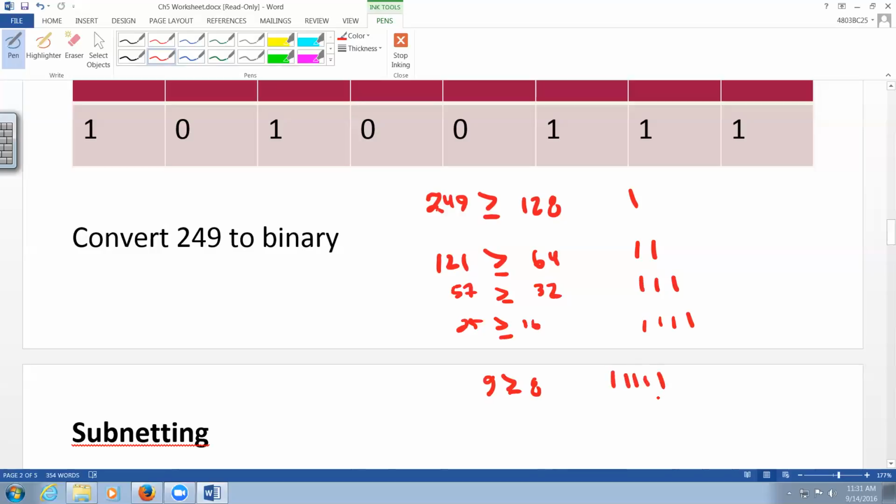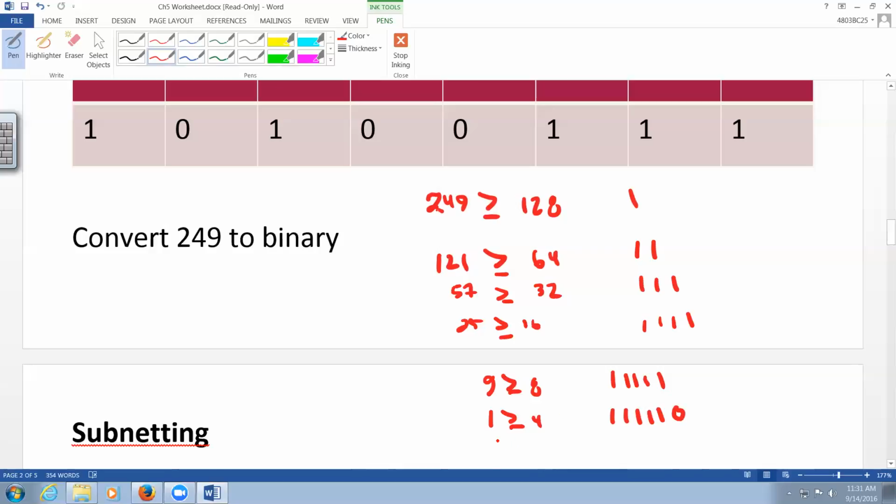So we have 5 ones in here. We subtract 8 from 9, and we're left with what? 1. Is 1 greater than or equal to 4? No. So we have 1, 2, 3, 4, 5 ones and a 0.